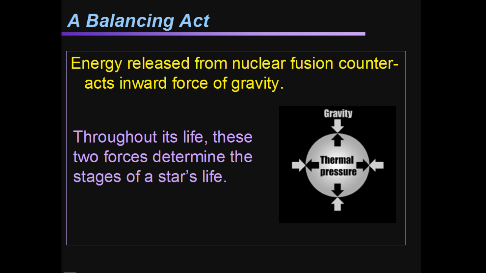Next thing to write in your notes. As long as these two forces are equal, meaning gravity and thermal pressure that you see here in this slide, a star will maintain its round shape and will continue to shine as brightly as it can. Write that down.